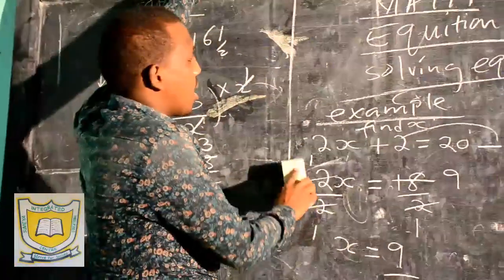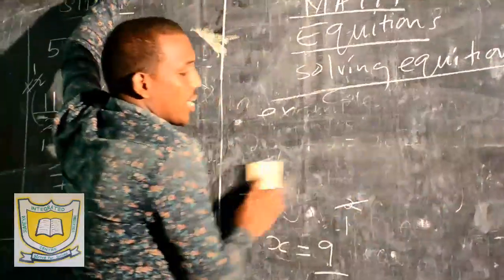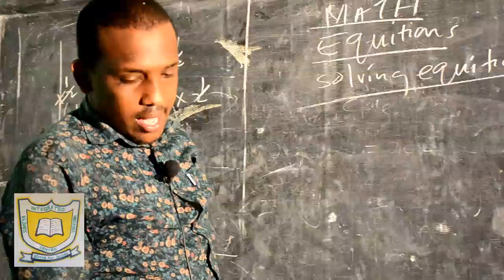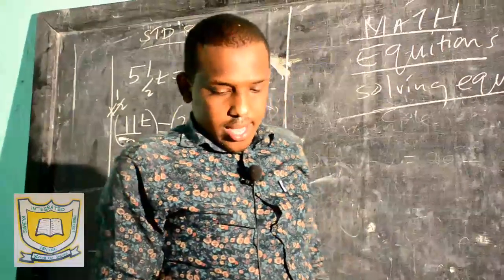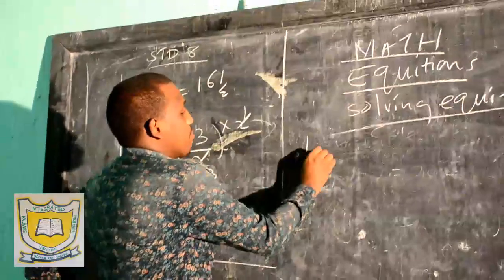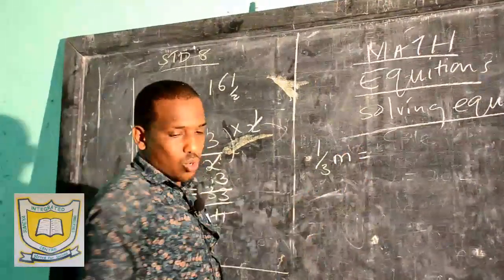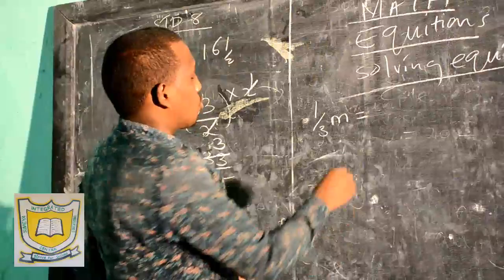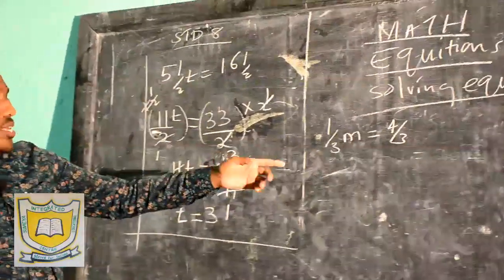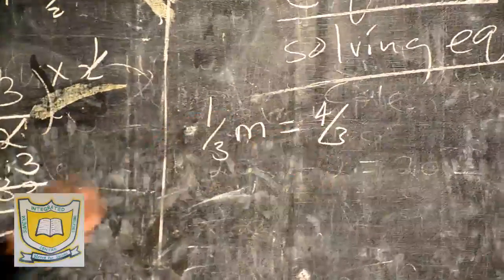So that is how we solve the equation and how we get letters when solving algebra. Let us see another example. So here you are told a third m is equal to 4 thirds. So now the same way we did, a third m is equal to this. What do we do now?